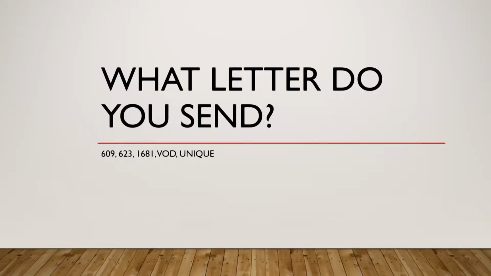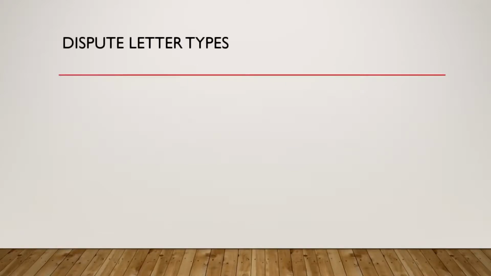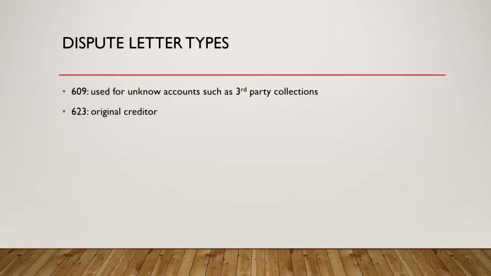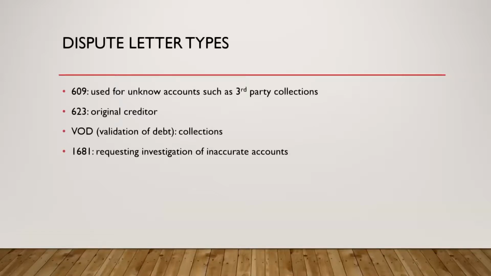So we're looking at 609, 623, 1681, VOD, and unique disputes. Okay, so here are your dispute letter types. 609 is used for unknown accounts such as third-party collections. The 623 is to an original creditor. The VOD, which is validation of debt, is for collections. And 1681 is for requesting investigation of inaccurate accounts.